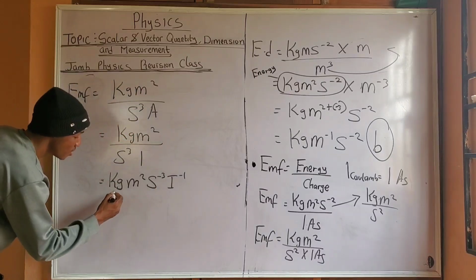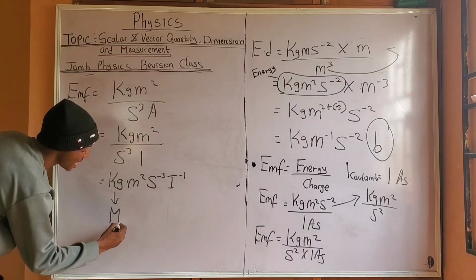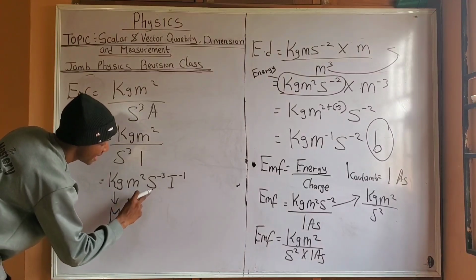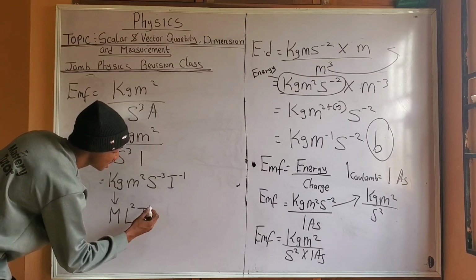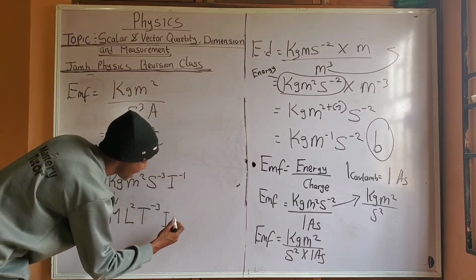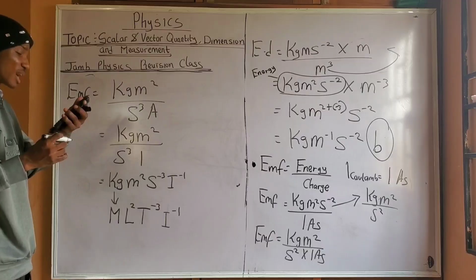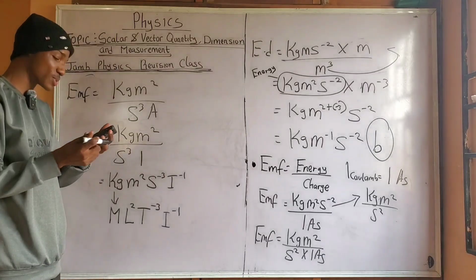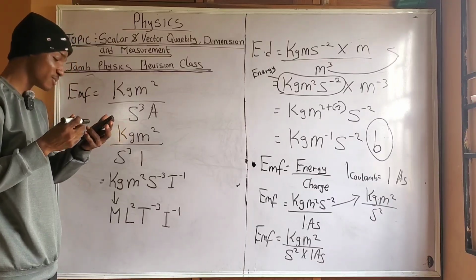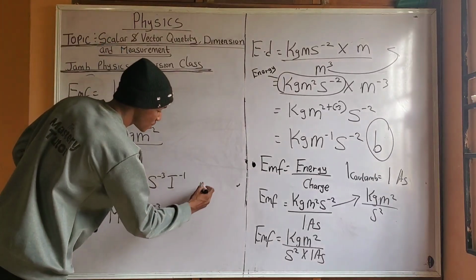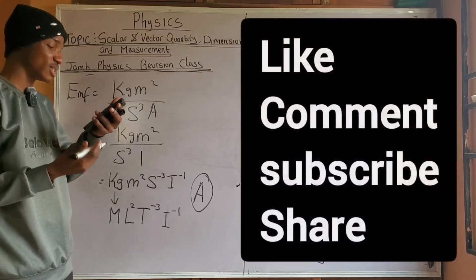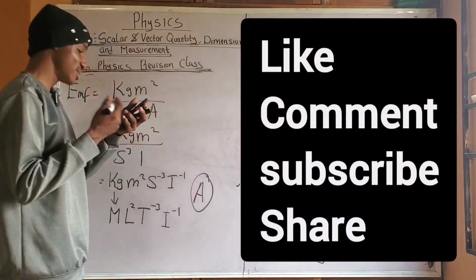Are you getting it? Now, kilogram is measured in mass, I'm going to have M. Meter is for length, I'm going to have L raised to the power 2. S is for seconds, so that will be what? Time, T raised to the power negative 3. And I is for current, which is still I, raised to the power negative 1. Okay? So let us look at the correct option in that question. Option A, we have M L squared T raised to the power negative 3 I raised to the power negative 1. Option A is correct. Option A is the correct option for that question. Option B is not correct. Option C is not correct. Option D also is incorrect.